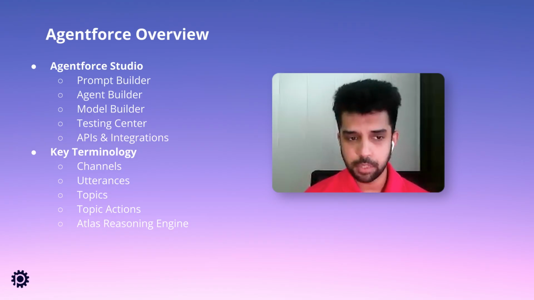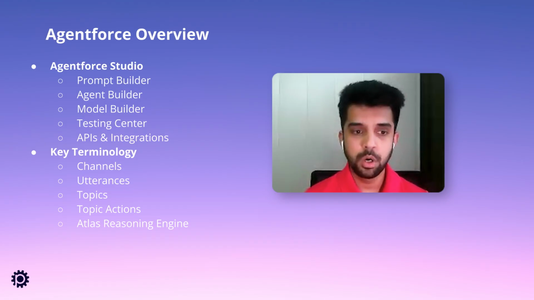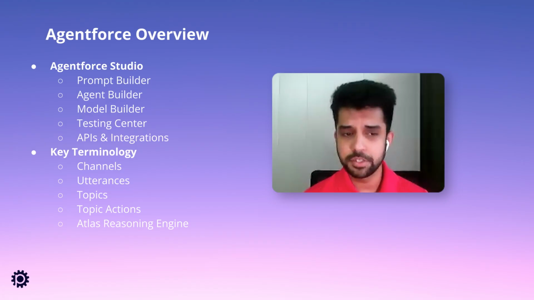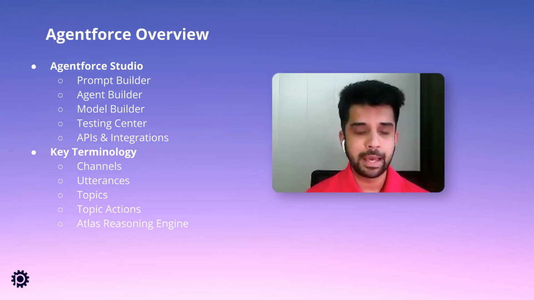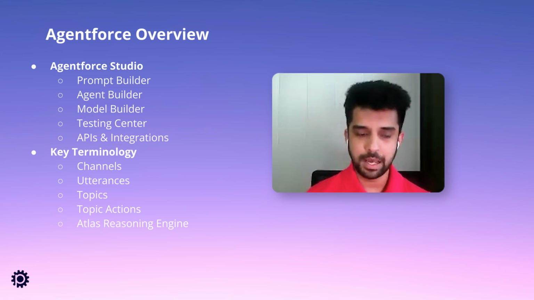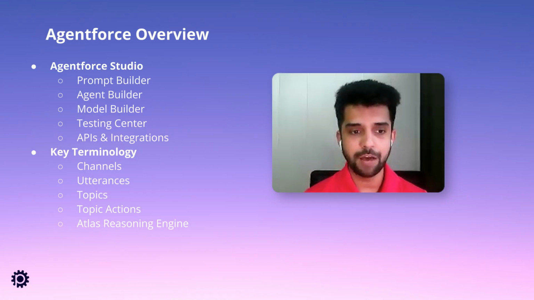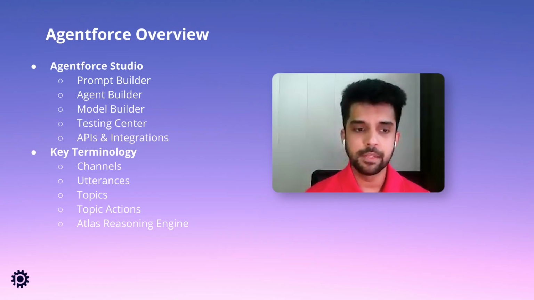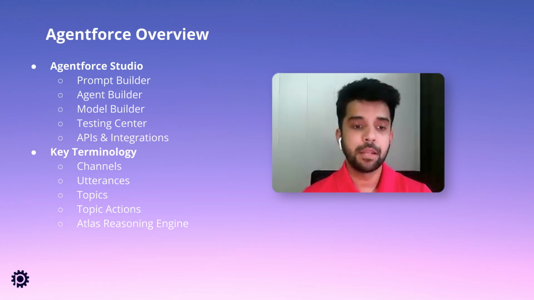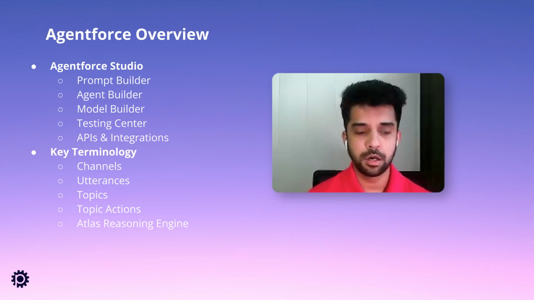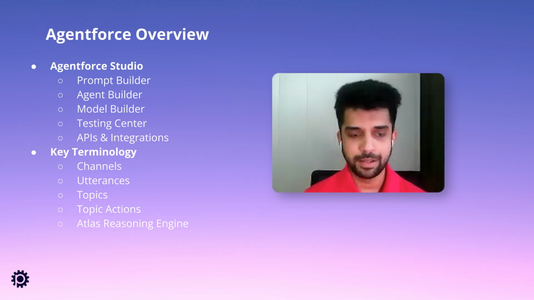Now I'll be covering some key terminologies, which are important to understand because I'll be using them a lot during the demo. First one is channels. Channels are basically different channels through which agents and humans can interact. It could be email, Slack, Facebook Messenger, or WhatsApp Messenger as well. Then we have utterances. An utterance is nothing but a fancy word for prompt. So basically the message or prompt you pass into AI, and then that AI will parse that and give you the answer that you require. That is utterances.